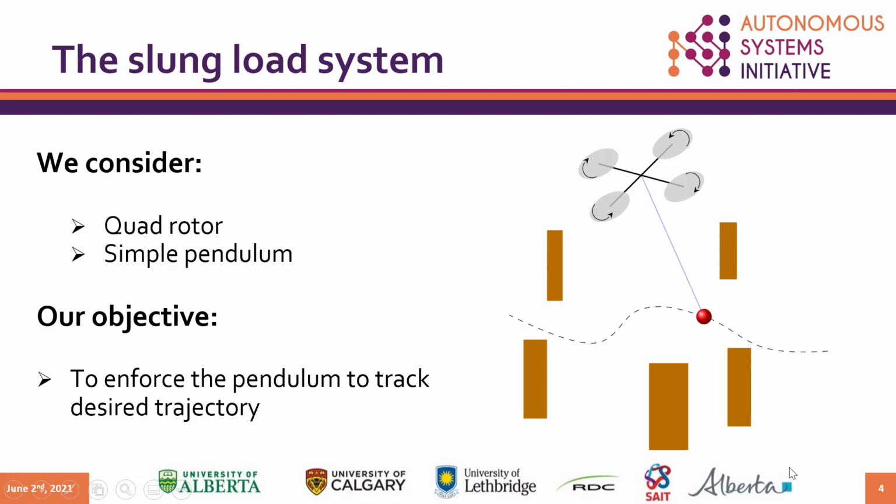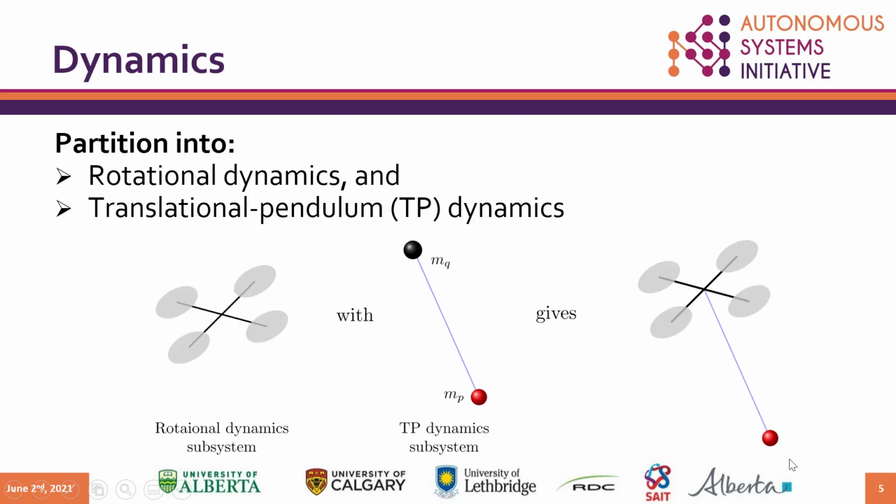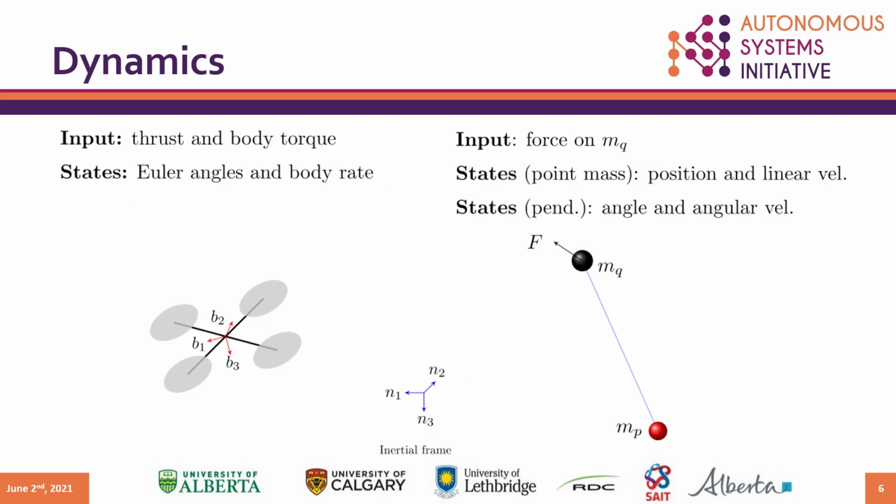We consider a quadrotor carrying a simple pendulum that's pivoted at the center of mass of the quadrotor. Our control objective is to enforce the tip of the pendulum to track a reference trajectory. Such a system possesses complex dynamics, and we take the approach of partitioning the dynamics into, first, pure rotational dynamics of the quadrotor, and second, translational dynamics of the quadrotor plus the pendulum dynamics. For the second part, we are going to refer to it as TP dynamics. Let's now further zoom in into the details of each set of dynamics.